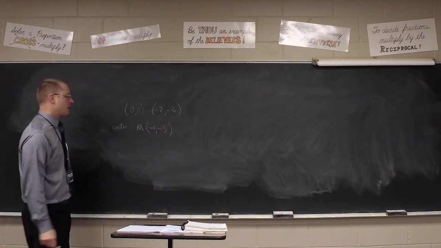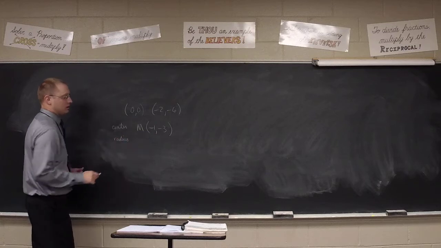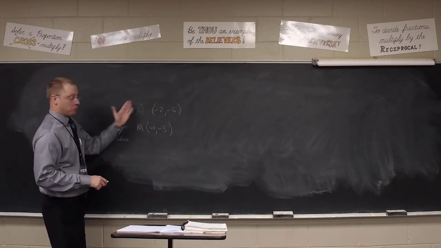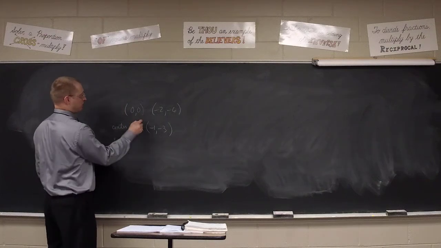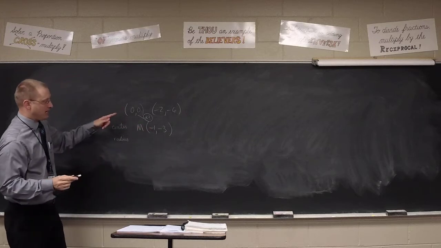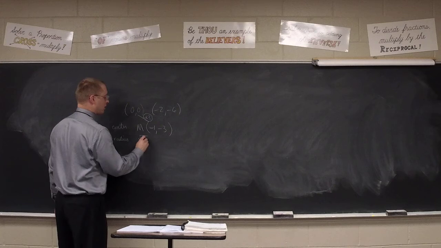And then you said find the radius by finding the distance from the center to one of the endpoints. Which endpoint? 0, 0. So to find the distance here, that would give me the radius. And what did you get for your distance? The square root of 10 units.